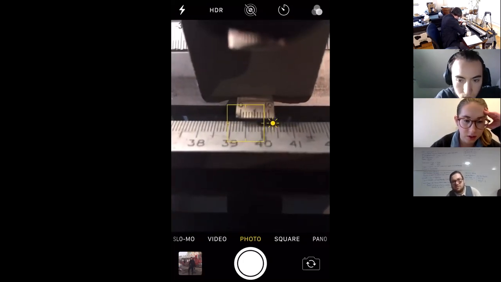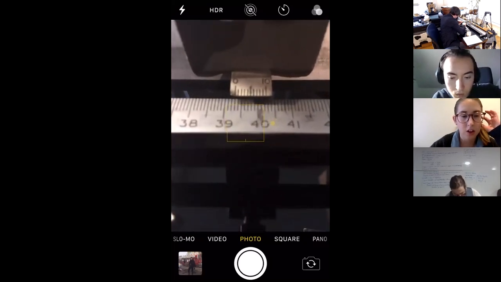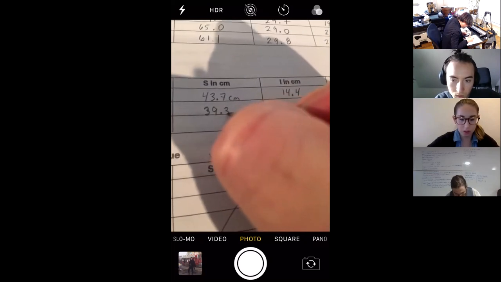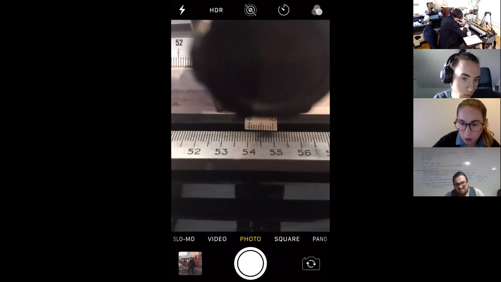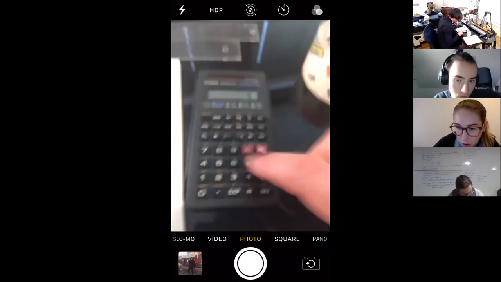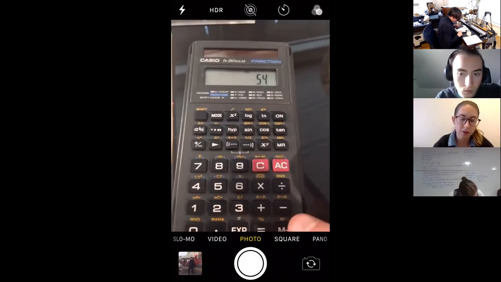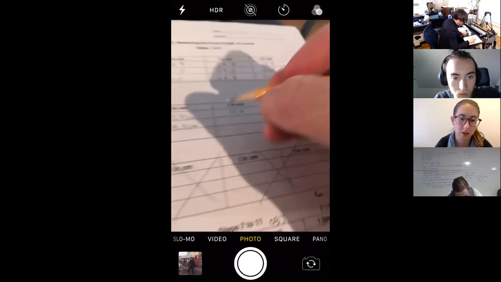This reading is 39.3. It's kind of more fun when you're doing this yourself than watching me. And the image distance is 54.0 minus 39.3 is 14.7.